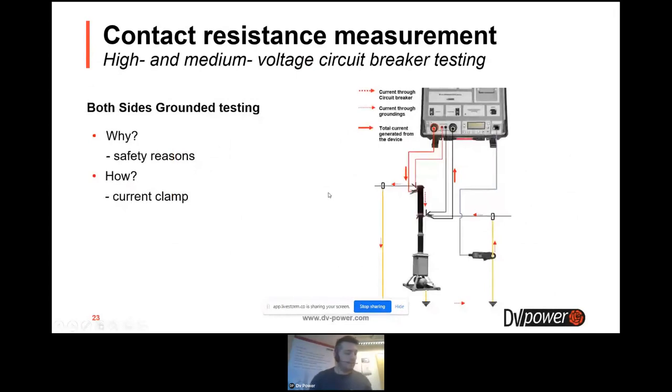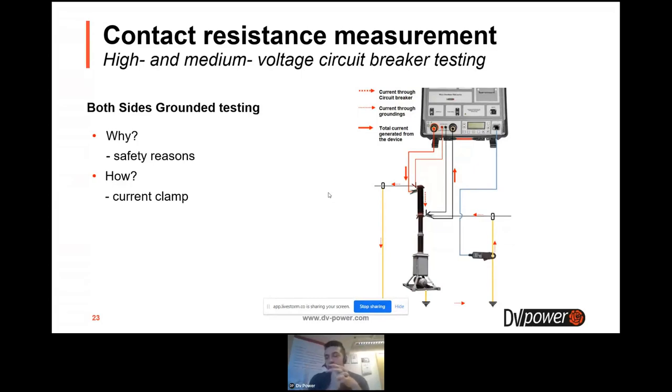Now, a little bit about testing in both sides grounded condition. It's one of the most frequent requirements lately, because in utilities worldwide, everyone is trying to increase safety of the personnel, of the equipment, everything, and grounding equipment on both sides during the measurement is always providing some additional safety to the personnel, because in case that you have some fault during the maintenance or testing, these induced currents will not be a threat for the test personnel. They can close through the grounding loops.